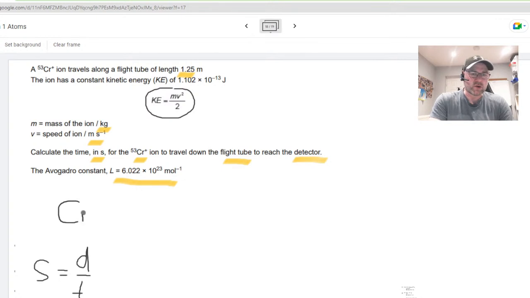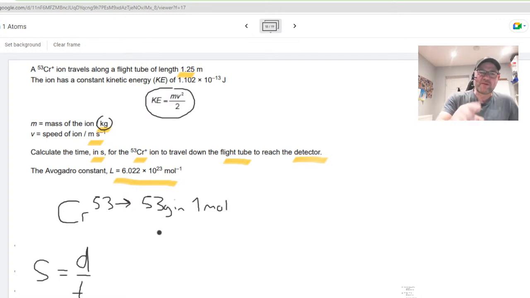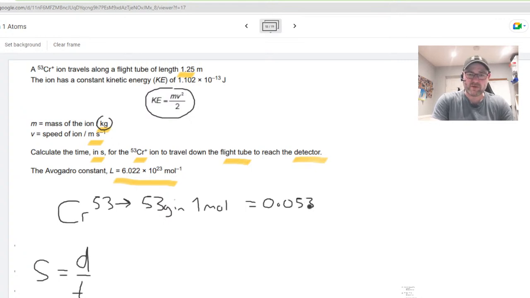However, chromium has a mass number of 53, but the question wants it in kilograms. Do you remember what the mass number is always in? That means there's 53 grams in 1 mole. So we're dealing with 1 mole. You've got 53 grams in 1 mole, but it wants the mass in kilograms. So what have we got to do to the 53? If we know that 1 mole weighs 53 grams, thank you. Well done, Lois. So we know that 1 mole is also equal to 0.053 kilograms.